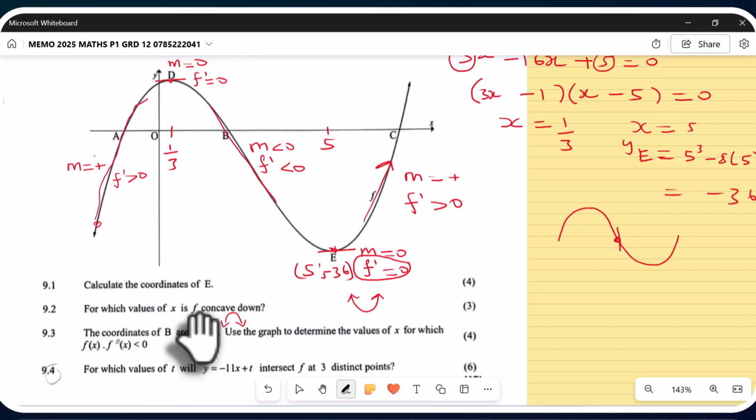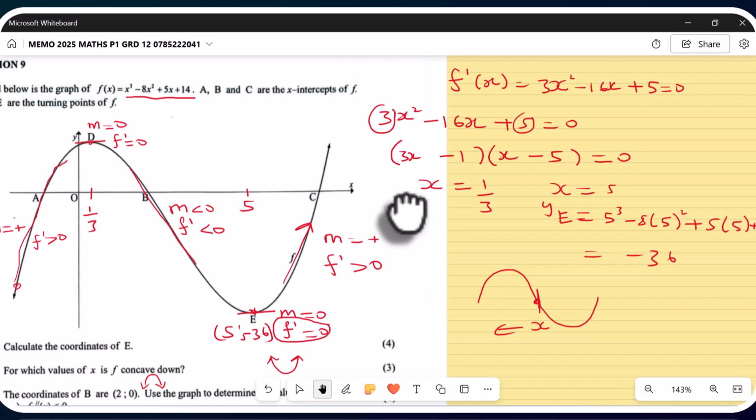So here we go. Now, the point of inflection: what do we do? We differentiate again and equate to 0. So we are looking for the second derivative now. Don't forget about our first derivative here. It was this one here, which is 3x squared minus 16x plus 5, equals 0. So now we need the second derivative.